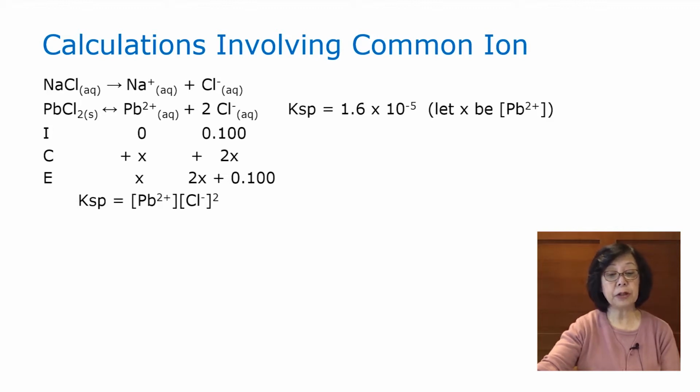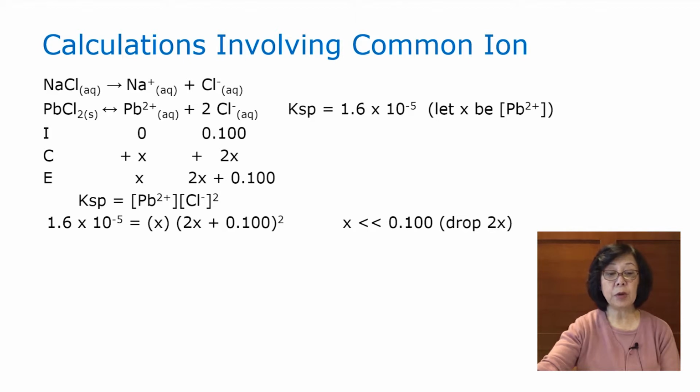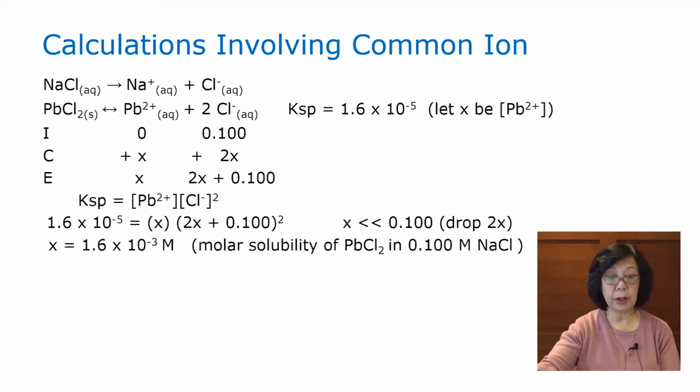So we put it into the Ksp expression. 1.6 times 10 to the minus 5 is equal to x times (2x plus 0.1) raised to the power 2. But we can say the 2x is very small compared to the 0.1 molar, so we can drop the 2x from the expression. And solving for that, the molar solubility would be 1.6 times 10 to the minus 3 molar.